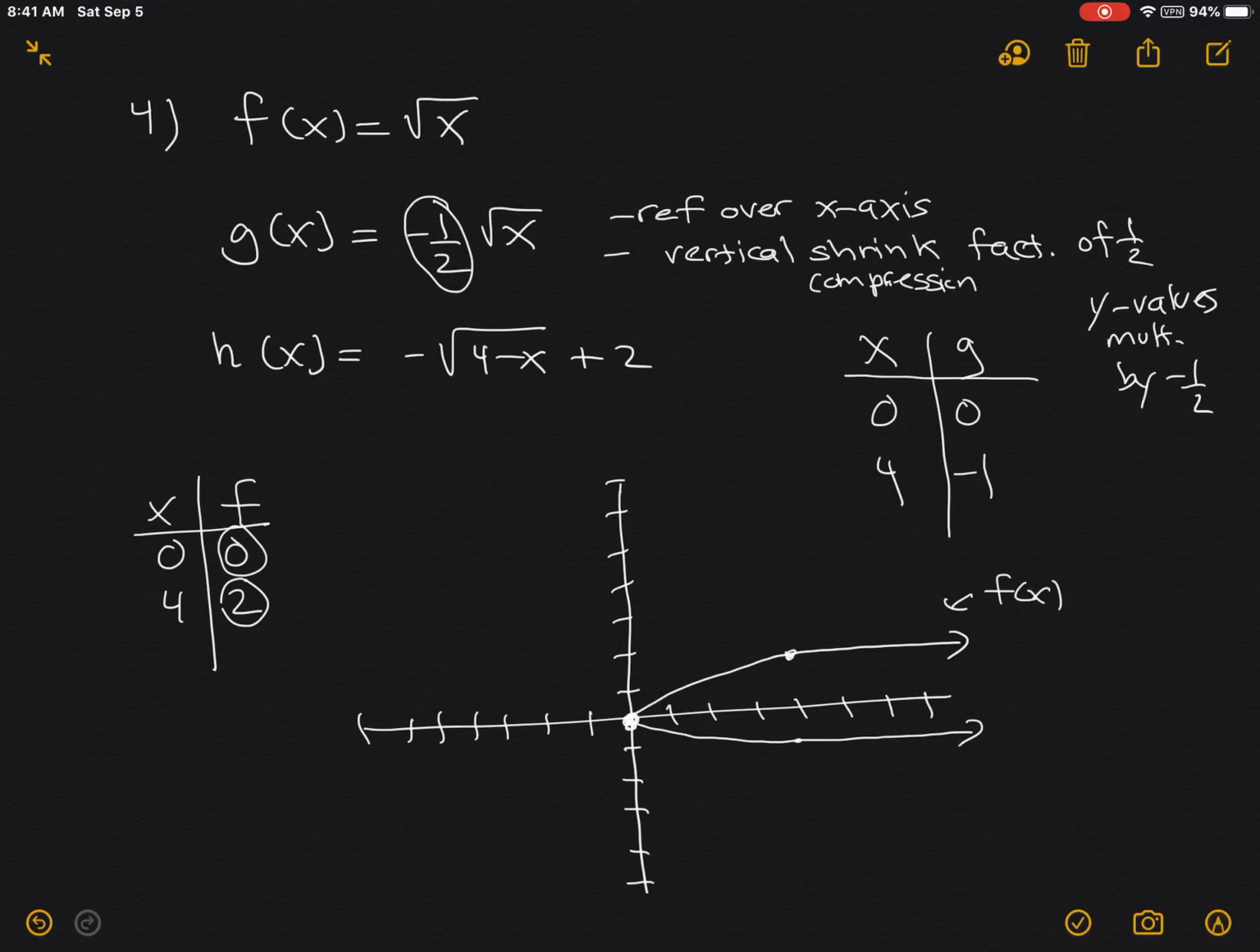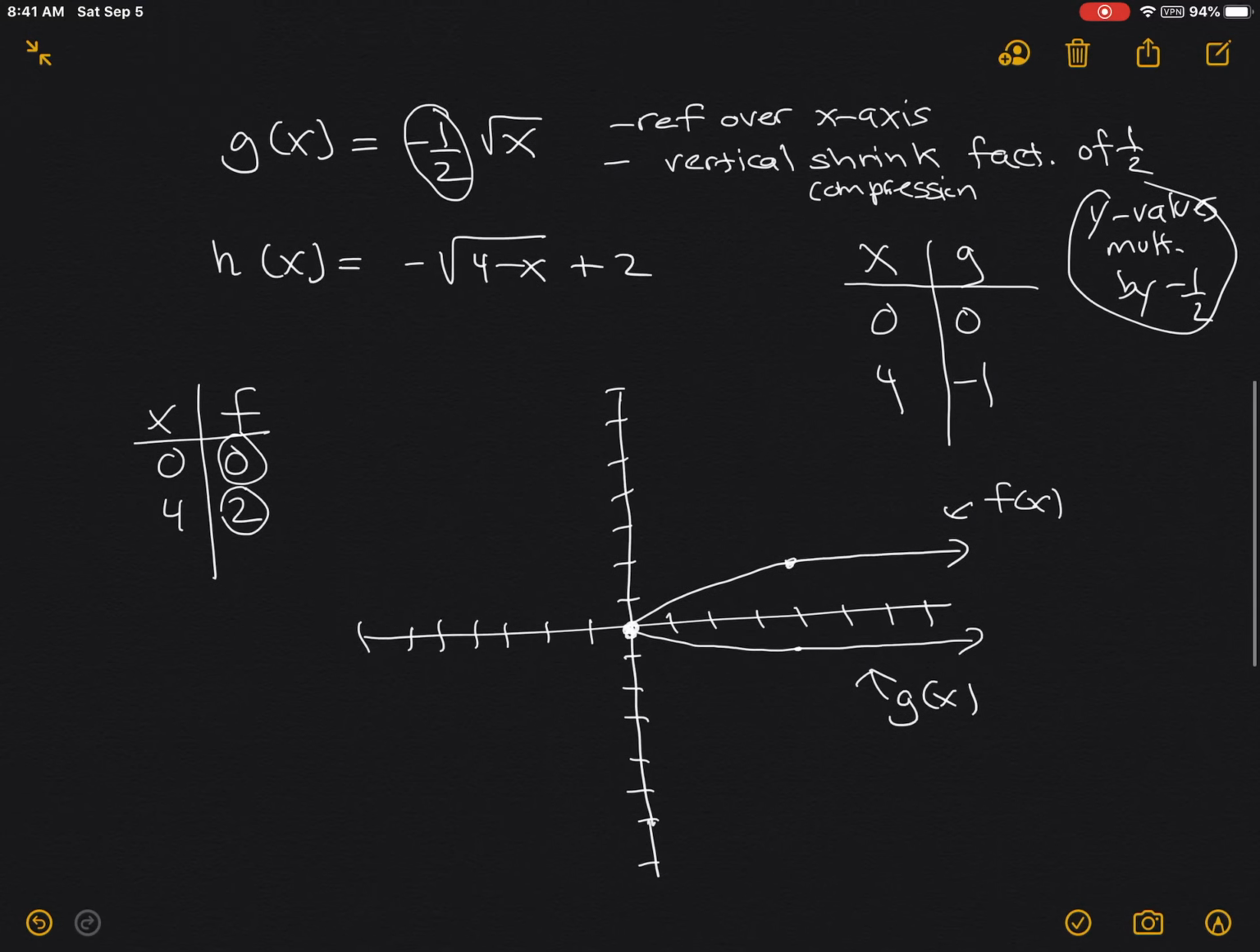This is why I'm tracking 2 points, okay? So it's a little bit harder if you only track 1 point. So there's g of x, okay? All I did was take the y values over here and multiply by negative 1/2. So anything on the outside, if you have an a value, vertical shrink, or compression factor, you take it and multiply your y values, okay? You'll see this example more in detail in the next problem.